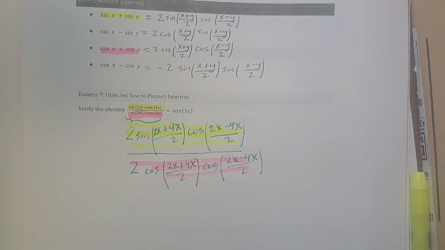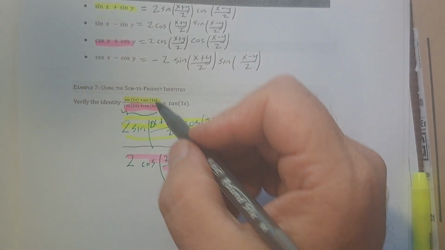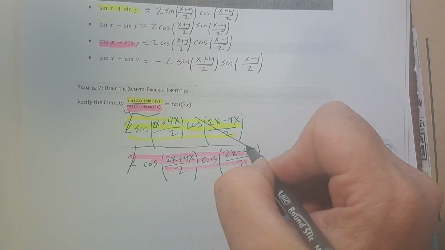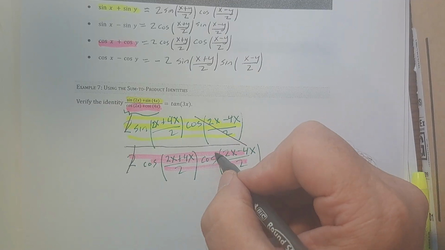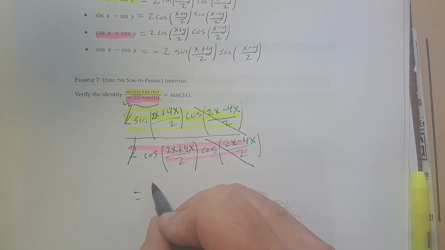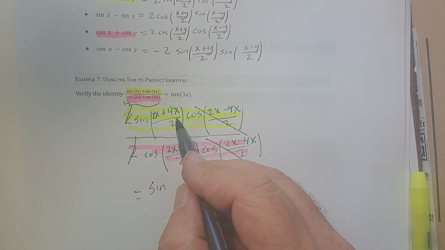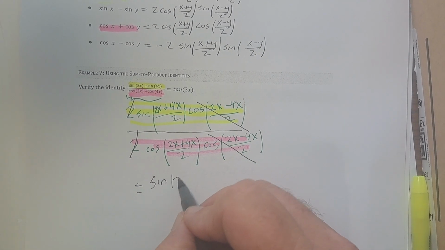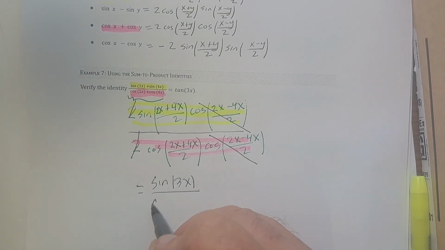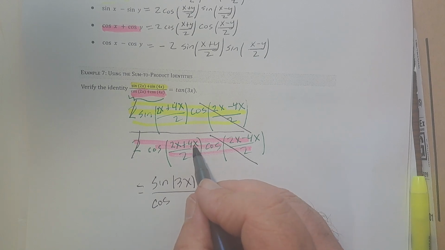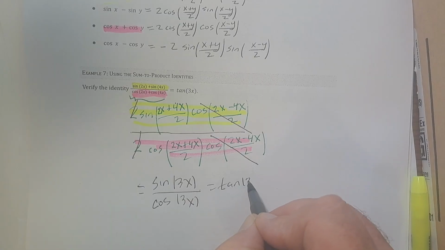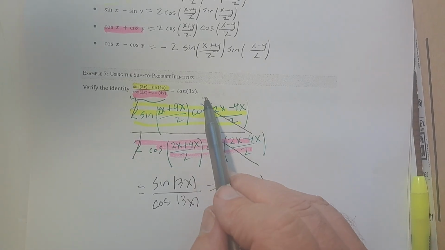All right, let's cancel the stuff that would just cancel top and bottom. These things are being multiplied, so the 2's would cancel. Also, the cosine of 2x minus 4x divided by 2 is the same in top and bottom, so they both cancel out. So you'd get the top, which is the sine of 2x plus 4x divided by 2, which is the sine of 3x. And the bottom is the cosine of 2x plus 4x, which is 6x, divided by 2 is 3x. So that's the tangent of 3x, which is what we were trying to show.